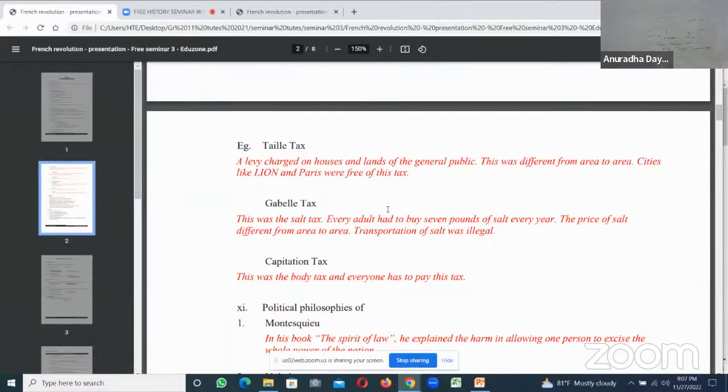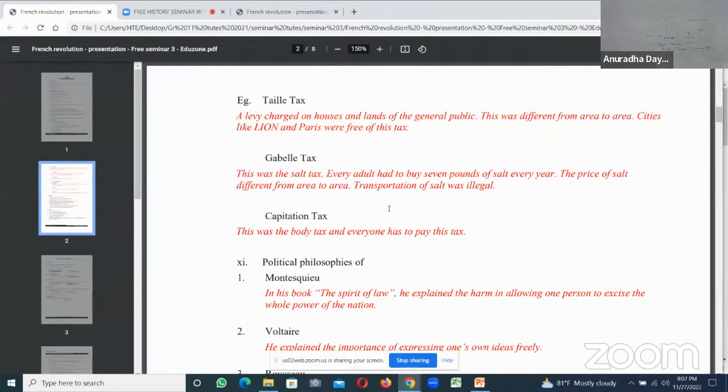And there are political philosophers. So three political philosophers came out, and they gave their ideas supporting the common people. Okay, philosophical ideas. The first person was Montesquieu. In his book, The Spirit of the Laws, he explained the harm in allowing one person to exercise the whole power of the nation. He told that the entire power of the nation should not be given to one person, then he will become autocratic. He will not listen to the people. So this power should be divided among the legislature, parliament and the judiciary. And he should not enjoy all the judicial powers also.